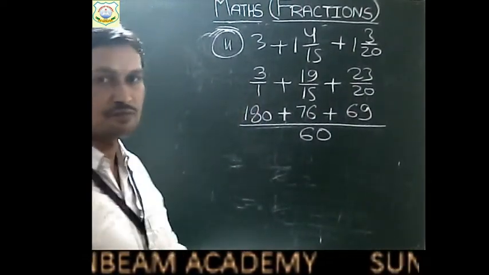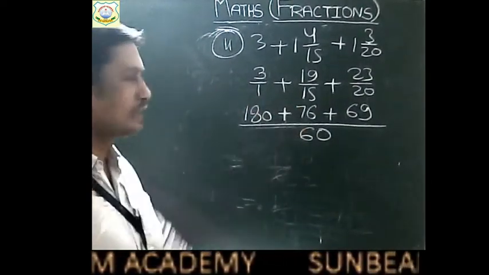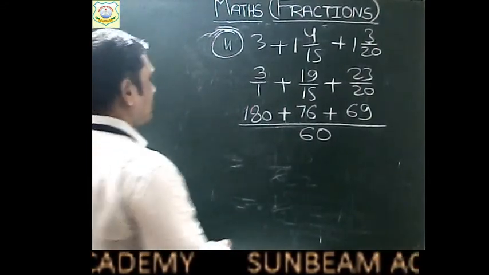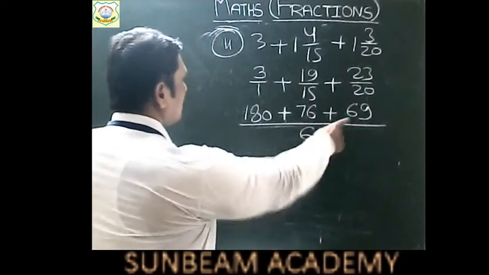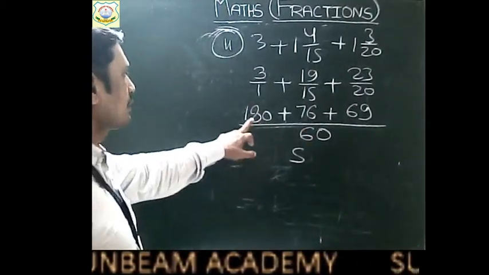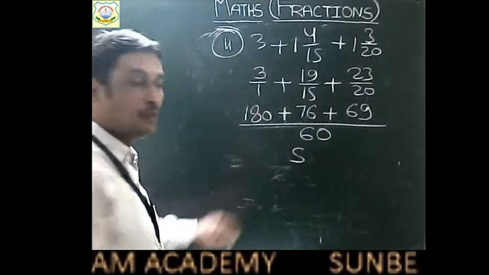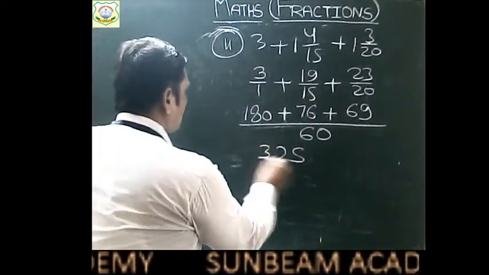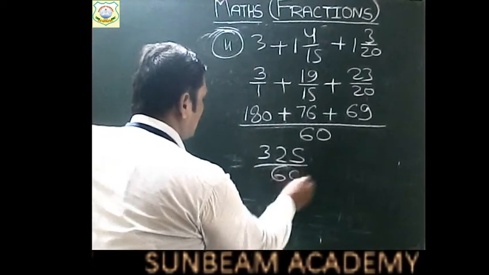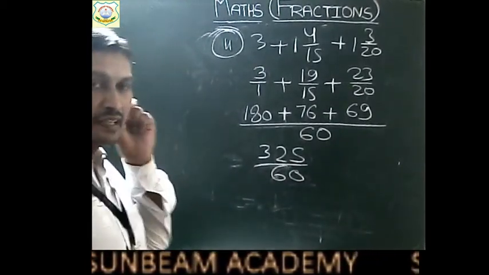Okay children? Now add the numerators. So what do we get, children? 9 plus 6, 15, 5 carry 1, 6 plus 7, 13 and 8, 21 and 1, 22. 2 carry 2, 2 plus 1, 3. 325 by 60. Right children?